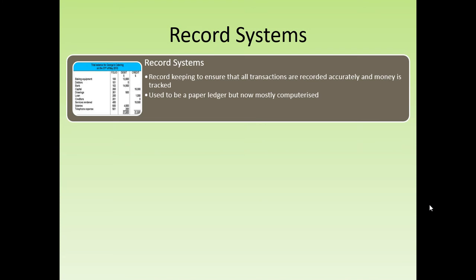So every business has a record-keeping system so they can keep track of all their financial transactions. In the old days, it used to be a paper ledger, a large book, where basically every transaction was entered into it and every debit and credit recorded out of it. These days, it's now mostly computerized. Many small businesses just use things like Excel spreadsheets, or they're moving into more of the online record systems such as Xero or MYOB or QuickBooks.